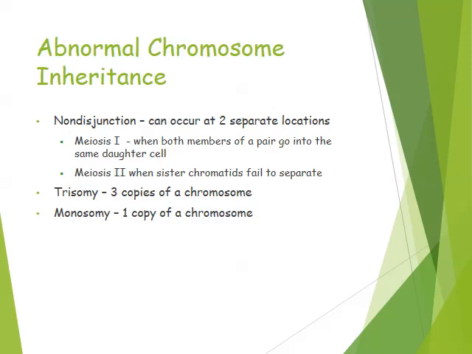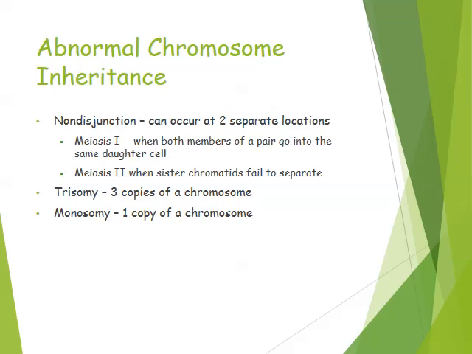One type of abnormal chromosome inheritance is non-disjunction. When meiosis occurs, the chromosomes initially replicate, and then they divide, and then divide again to reach the haploid number. This is called the process of meiosis 1 and meiosis 2. So there's really two locations where the chromosomes cannot separate properly. And this is going to then cause a gamete, a sperm or an egg, to have 2 of a chromosome instead of 1.